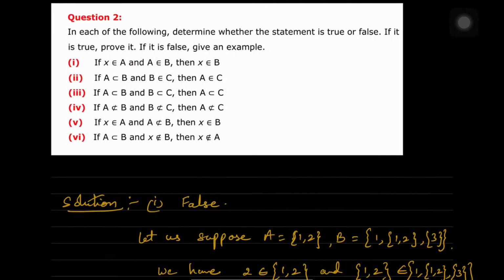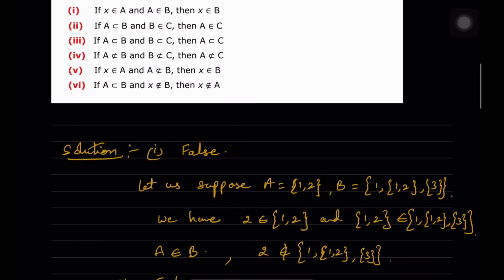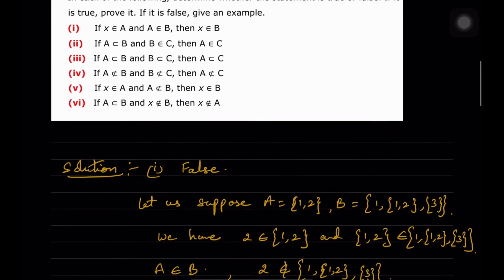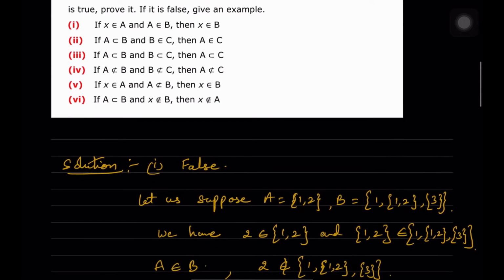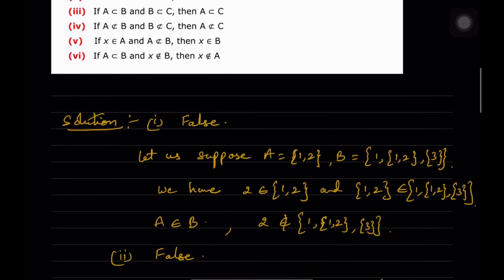Next question. In each of the following, determine whether the statement is true or false. If it is true, prove it. If it is false, give an example. So over here you are having the first one. If x belongs to A and A belongs to B, then x belongs to B. Here small x is an element of A and A is a subset of B. So here the first one is false. Why is it false? We'll see. Because it's given that x belongs to A and A belongs to B, then x belongs to B. It doesn't mean that this element can belong to B. So we'll just see why it is happening.